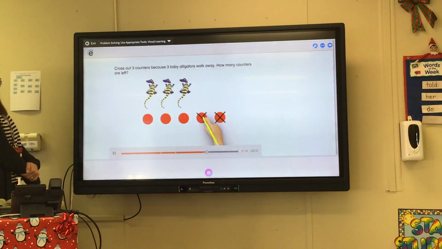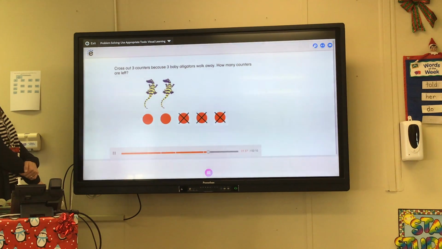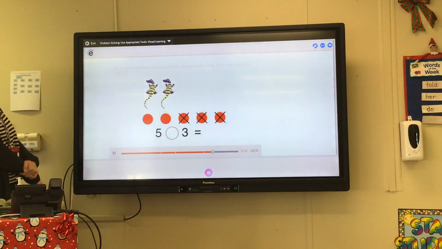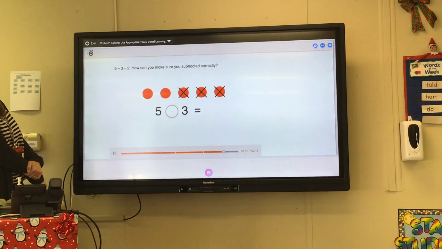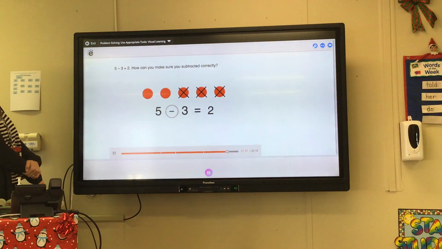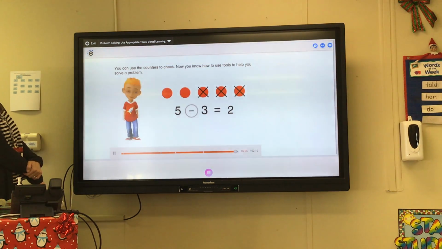Cross out 3 counters because 3 baby alligators walk away. How many counters are left? 2. There are 2 counters left, so 2 baby alligators are left. Write the minus sign and complete the equation. 5 minus 3 equals 2. How can you make sure you subtracted correctly? You can use the counters to check. Now you know how to use tools to help you solve a problem.